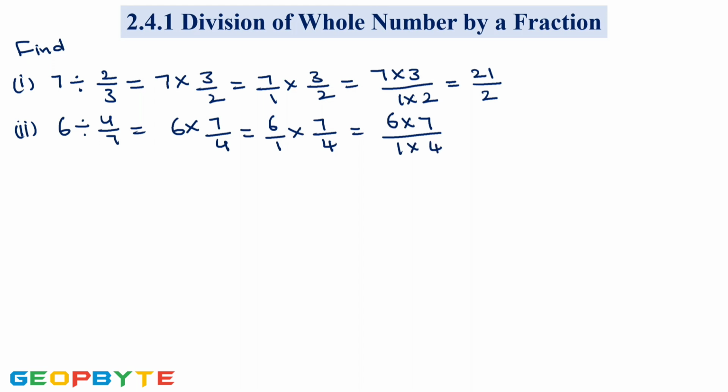4. Now 2 2s are 4, 2 3s are 6, which is equal to 3 into 7 by 1 into 2, which is equal to 3 7s are 21 by 1 2 is a 2. So the result of 6 divided by 4 by 7 is 21 by 2.